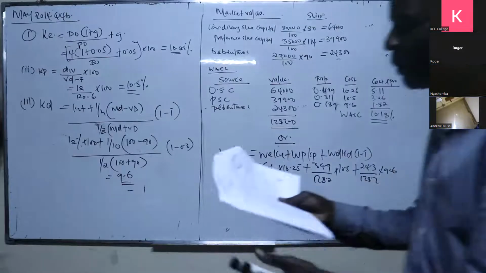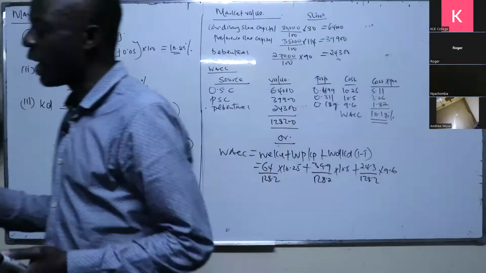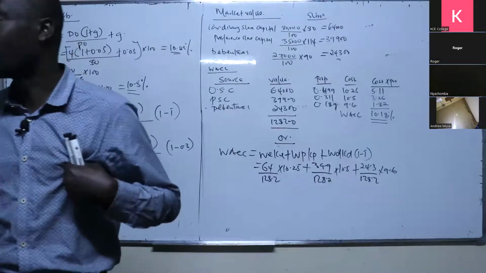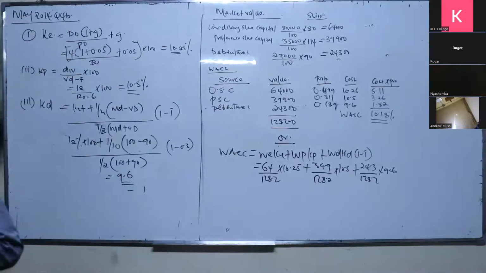We're being asked here by one of us, where have we used note number three? Note number three, isn't it? Can you see note number three? So note number three says treasury bonds yield 12%.